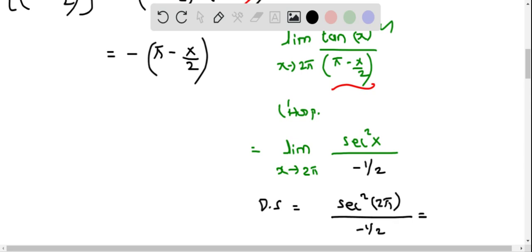We know the value of secant squared 2 pi is the reciprocal of cos squared 2 pi. Cos 2 pi is 1. So 1 squared is 1. So basically this becomes 1 over negative 1 by 2. And this is equal to 1 multiplied by negative 2 by 1. So this gives negative 2. So the value of this limit is negative 2.